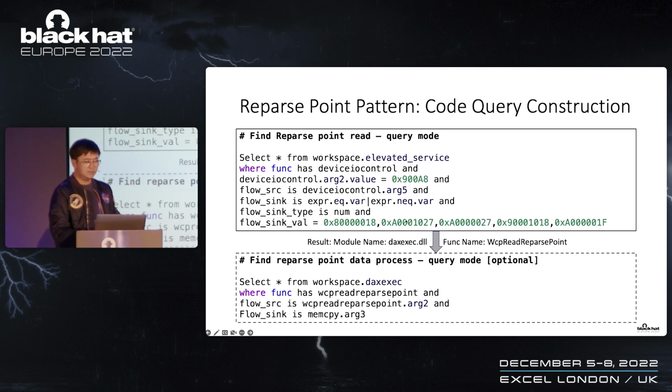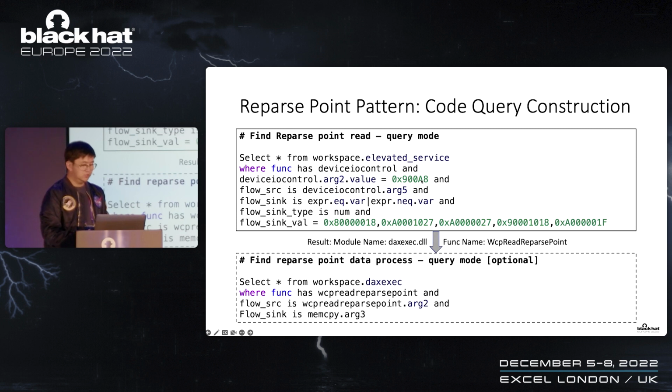With that, we can create the queries in query mode to find the reparse point read. You can see the query will search device control and check the second argument value, and also check the fifth argument to see if it is equal or not equal to a number of constant lists. Here are examples of the WCI-related reparse point tags. After running the query, we can get some results.